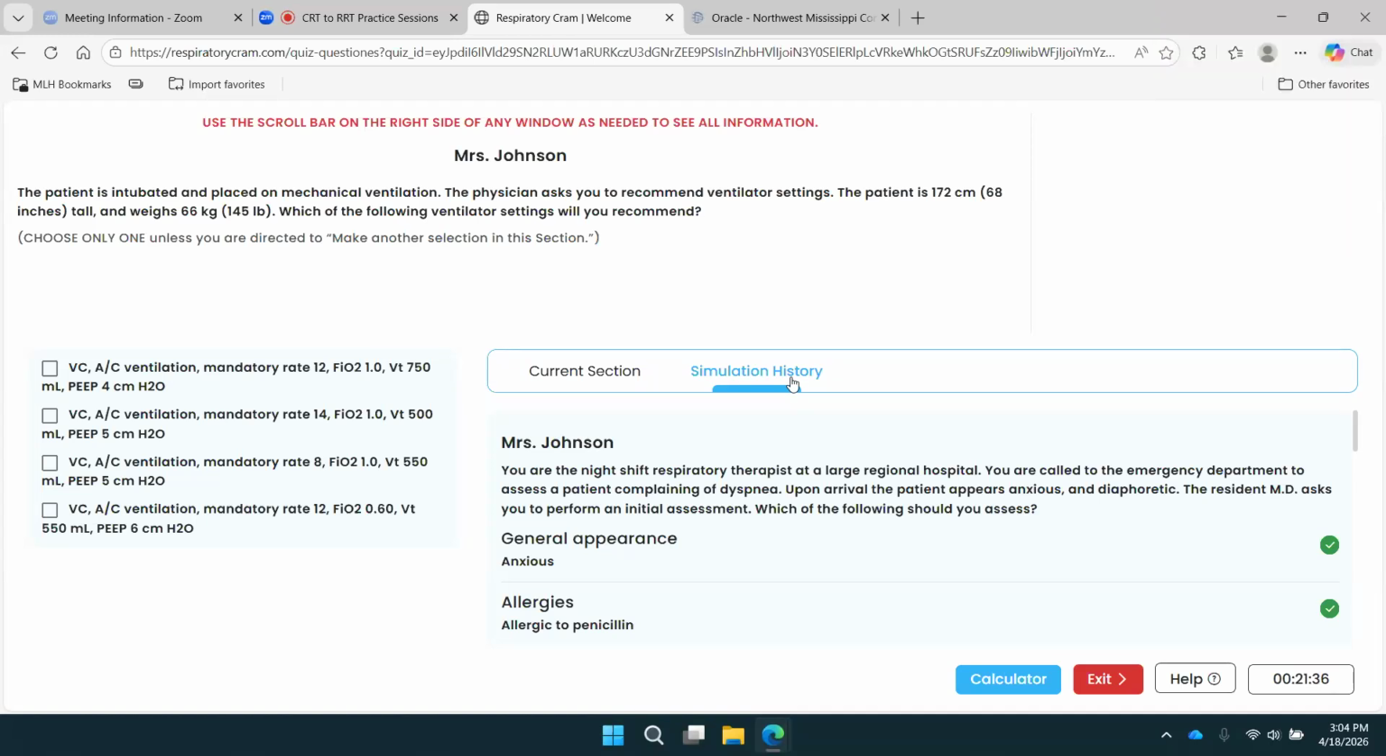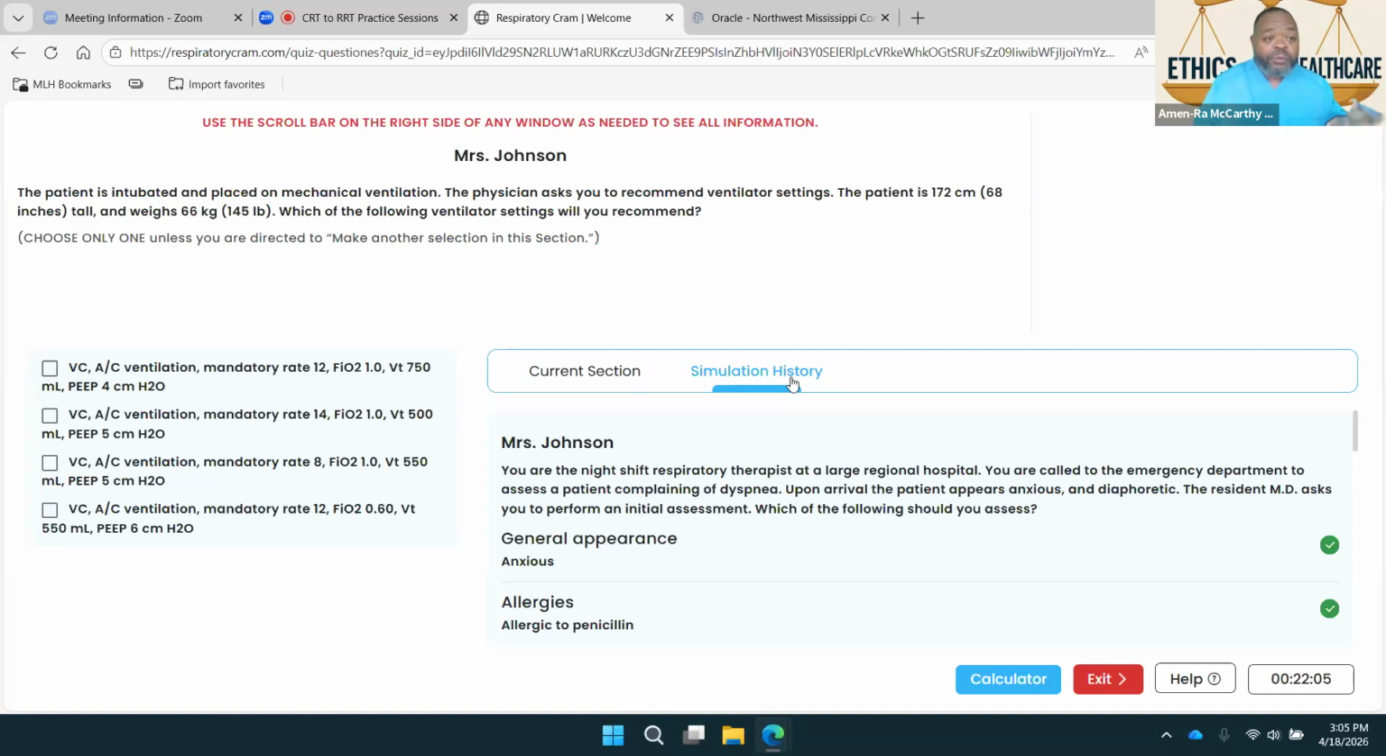She's 68 inches tall. So how many inches over 60 is that? 8. So that would be 105 plus 5 times 8. So 5 times 8 is 40, right? And so that's 105 plus 40. So her ideal body weight is 145 pounds, right?